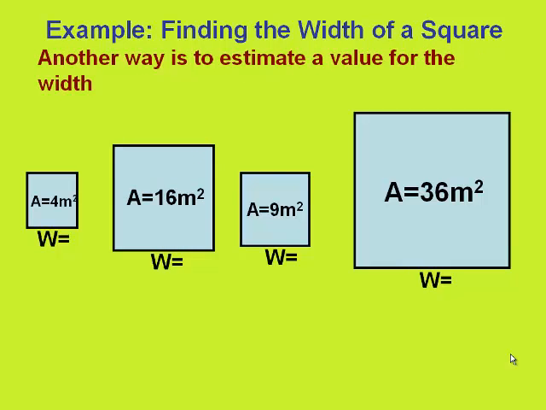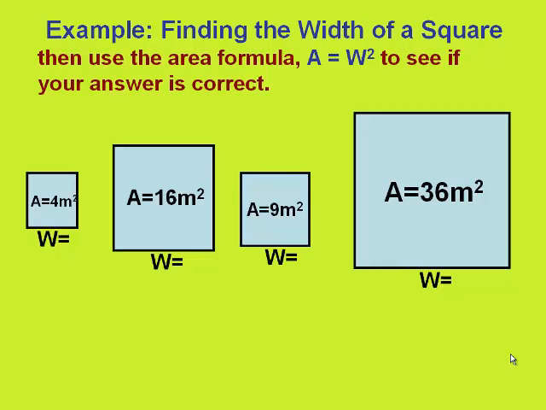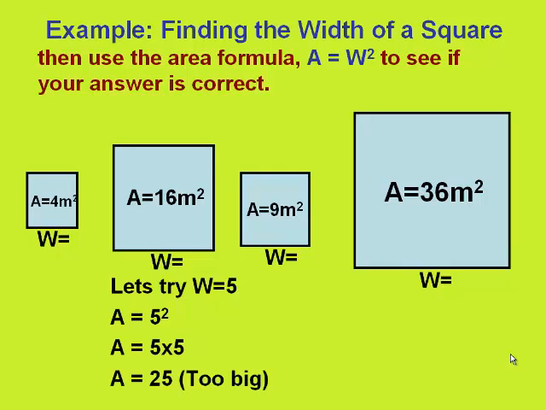Another strategy you could use is to estimate a value for the width to start with, and then use the area formula A equals W squared to see if your answer is correct. For example, in the second square, let's try a width of 5. So what we would do is replace W with 5 in our formula and have A equals 5 squared. 5 squared, of course, is 5 times 5, which gives us an area of 25, which we can see is too large. So we'd need to guess again and try a width this time, which would be smaller than 5.